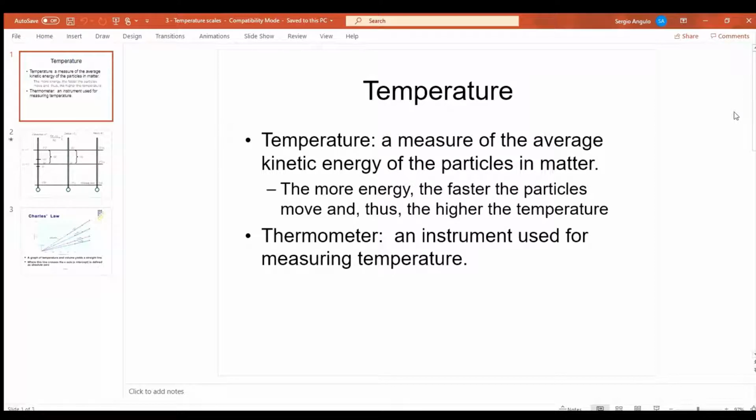Okay, so welcome to this video on temperature and temperature scales. We're going to talk about the three temperature scales that we will see. We'll actually see two of them in class, but we're going to talk about a third one because that's what we're normally used to using.